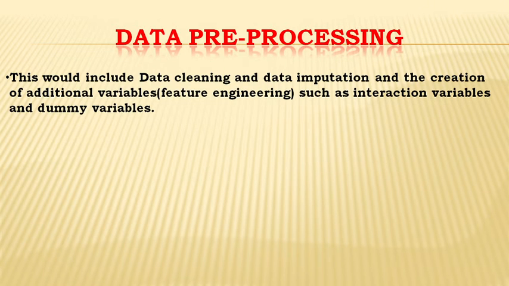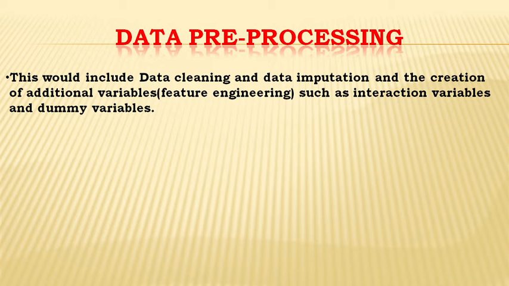Next, coming to data pre-processing: after taking the data from the business user, what do we need to do? This would include data cleaning, data imputation, and the creation of additional variables, feature engineering such as interaction variables and dummy variables. After taking the data, we need to clean it, make some imputations, and add some variables and dummy variables if required. This is all called data pre-processing.